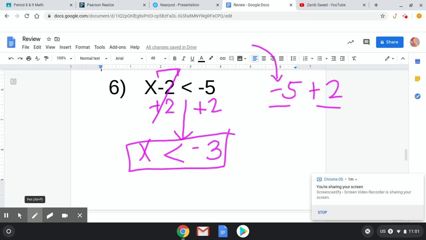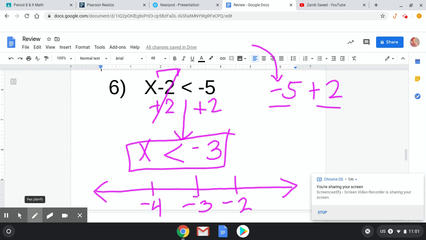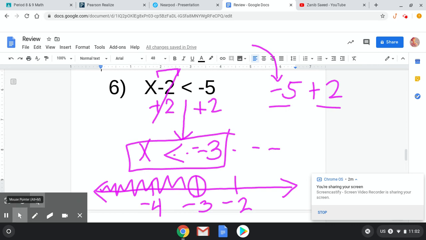Okay, grab a number line. You have a negative 3 here, a negative 2 here, and a negative 4. We have an open circle again, and again, you see how it is pointing that way, to the left, as Beyonce said.